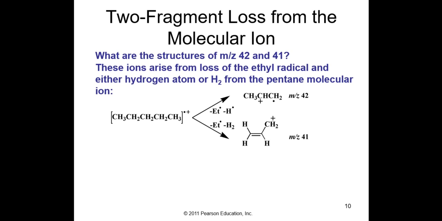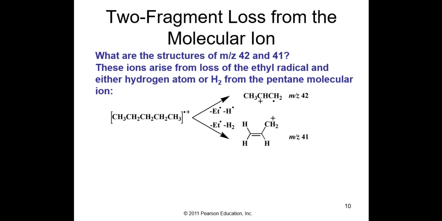We're going to get a molecular ion, a base peak, and we're going to look for some other pieces. So here you make, to get 42, the only way we can envision it is that you're losing an ethyl radical and a hydrogen atom. And that would give you then 42, which is a radical cation. That's what it is. Or you can lose an ethyl radical and diatomic hydrogen and get a resonance stabilized allyl cation.